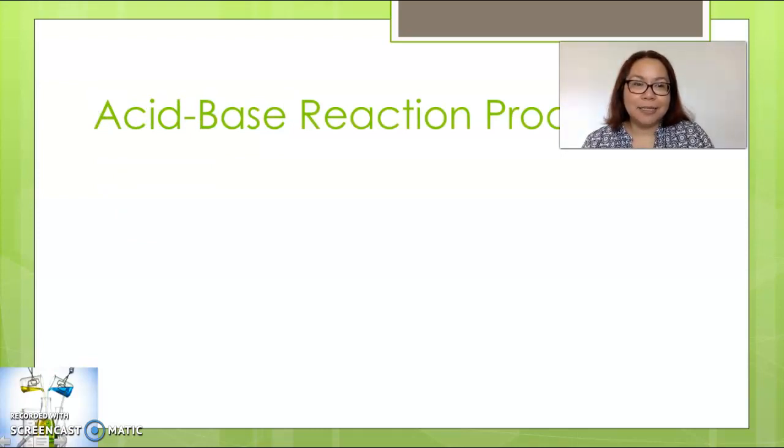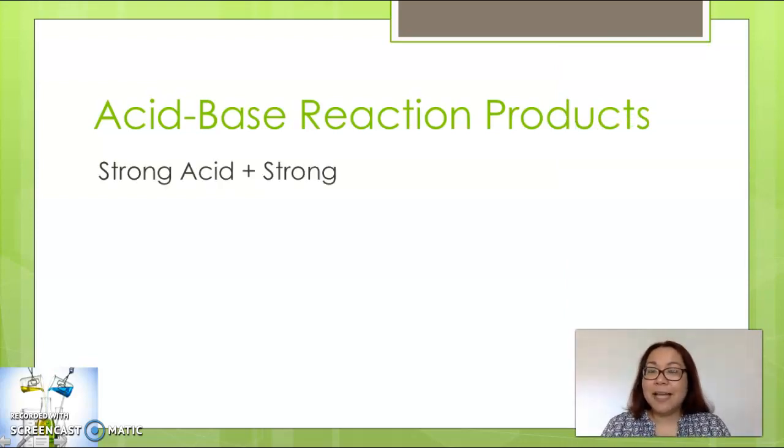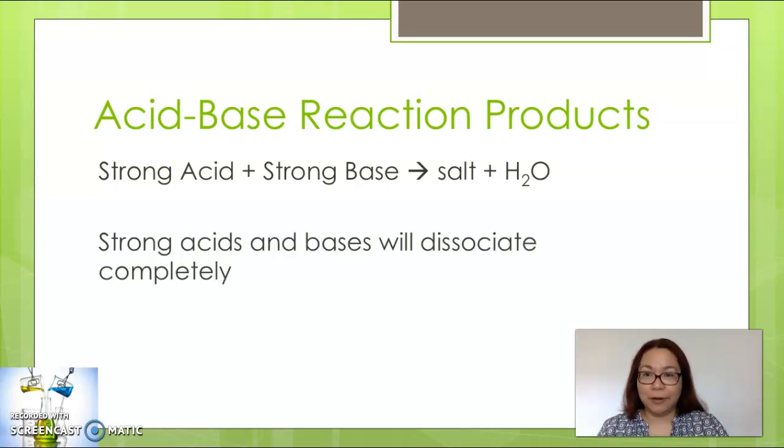Now, these are the products of acid-base reactions. This is what normally happens. So with a strong acid and a strong base, you would normally get a salt and water. So strong acids and also strong bases, they are going to dissociate completely. And when I say dissociate, it means that those ions will separate completely in the solution. So as strong as they are, they will be able to break apart easily.